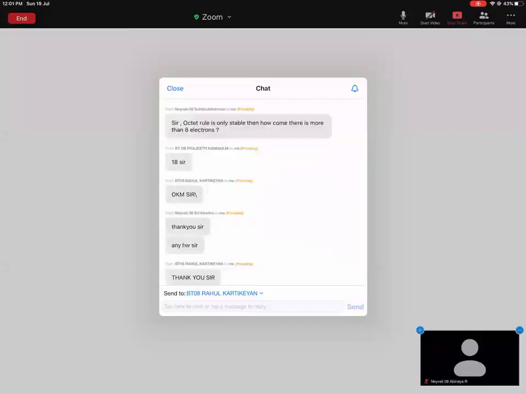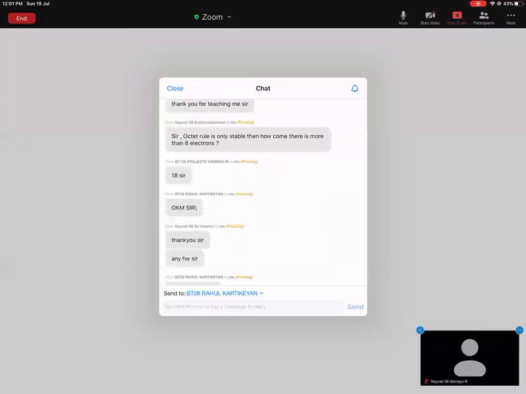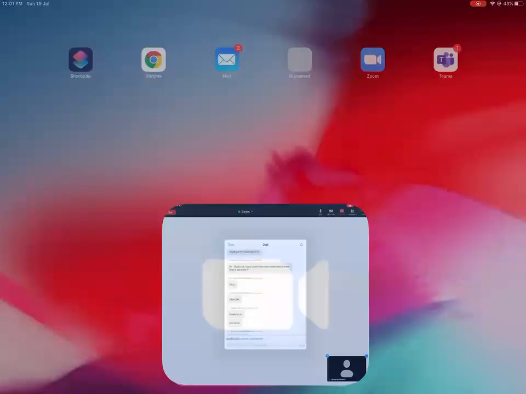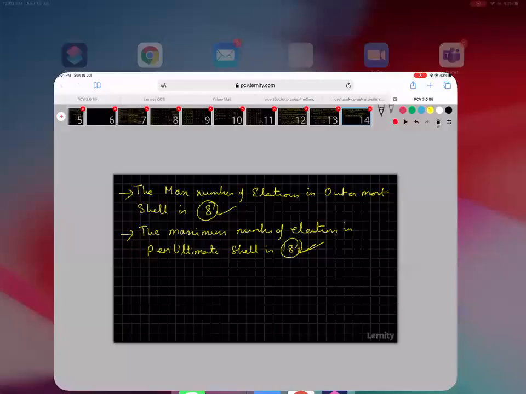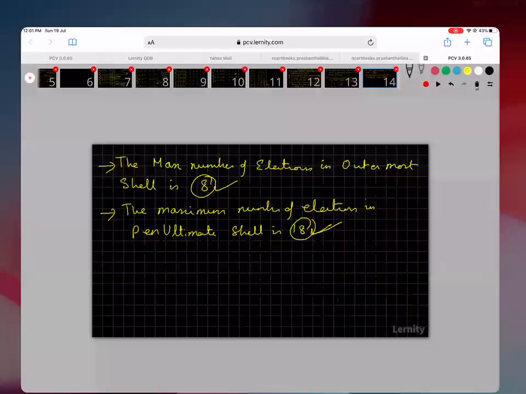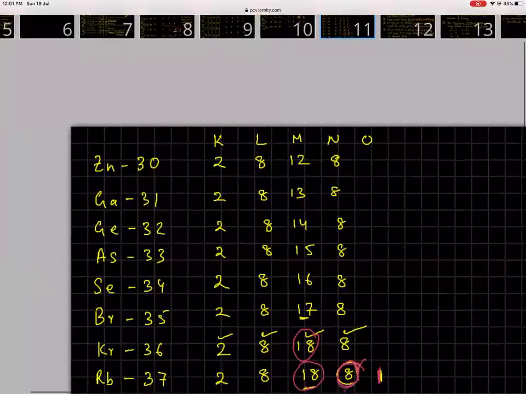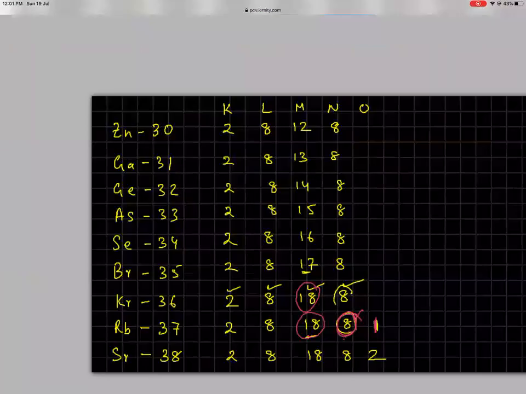Okay, octet rule is only stable. Then how come there are more than 8 electrons? So Subbalakshmi is asking, octet rule is only stable. Now if we have to look at all these and find out which are the most stable ones, it is wrong to say that only those which have 8 electrons in the outermost shell are stable. Only those elements which have 8 electrons in the outermost shell and completely filled inner orbitals are stable.